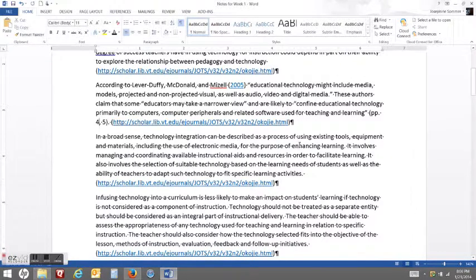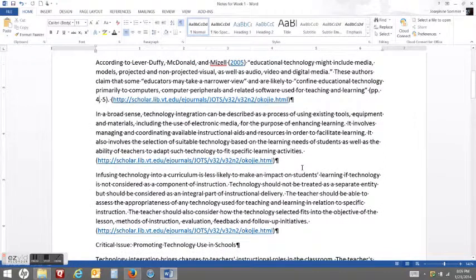Technology integration: the process of using existing tools, equipment, and materials to include electronic media resources in order to facilitate learning. It also involves a selection of suitable technology based on the learning needs of the students, as well as the ability of teachers to adapt to such technology. I think again that goes in with the first group. So that yes would be what I would be looking at.